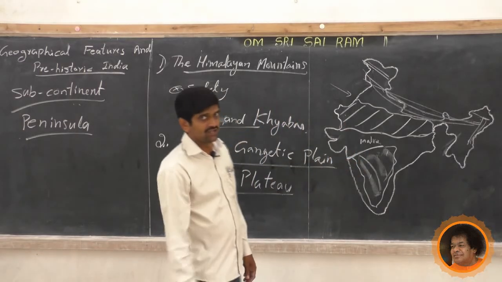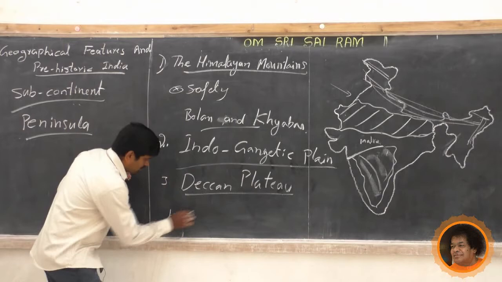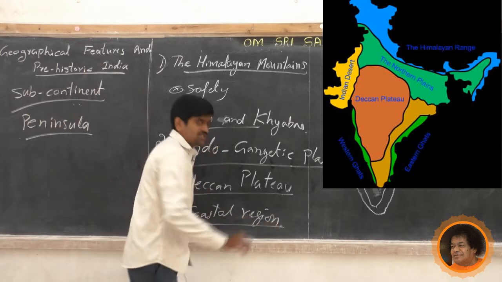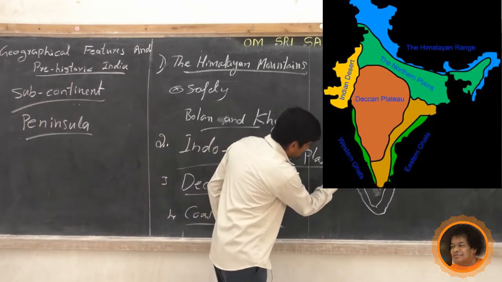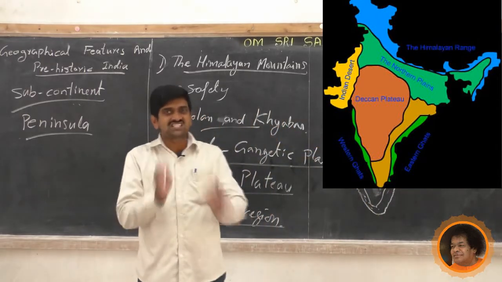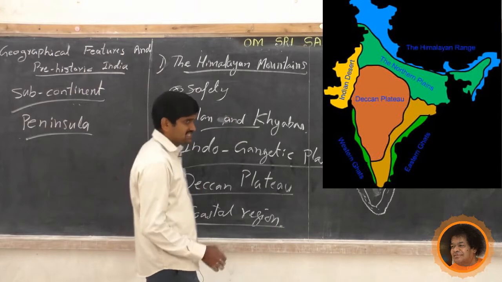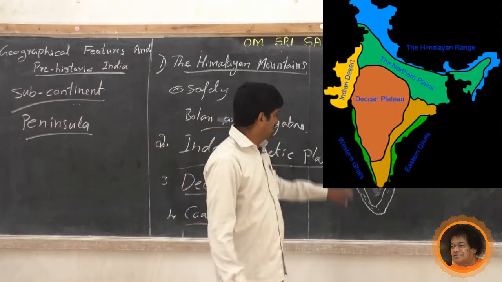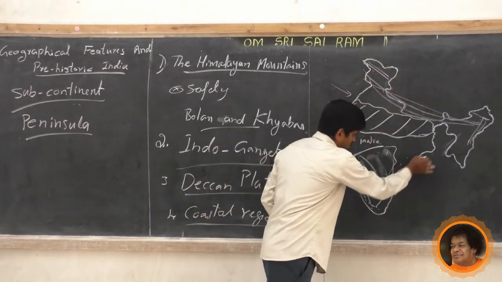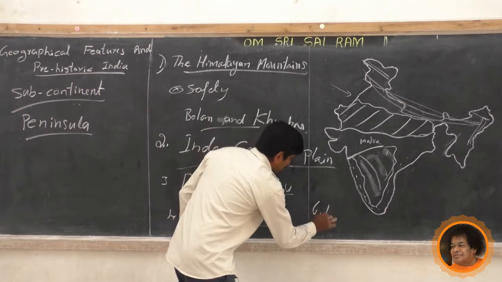Next, the fourth division, the coastal region. Which area? This is the coastal region of India. It is a vast area and stretches over more than 6,100 kilometers. Starting from Gujarat, this area, and it ends in Kolkata. So this area totally has more than 6,100 kilometers.